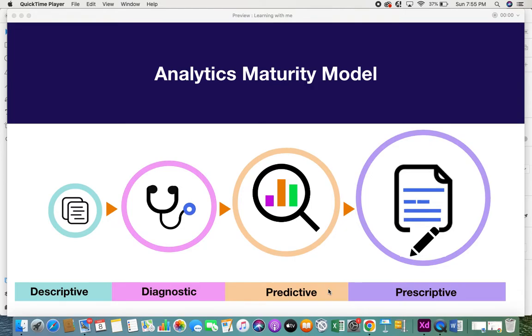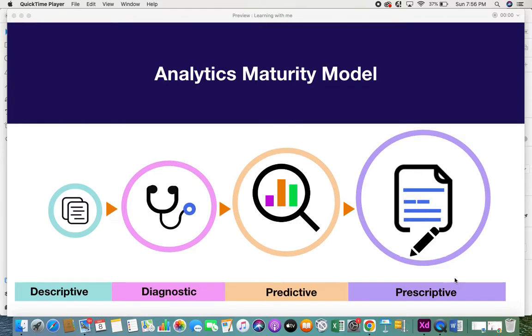Now this was a very interesting topic that I came across, so I thought I could share it with you. There are basically four maturity models. The first one is the descriptive analytics model, the second one is diagnostic, then you have the predictive analytics model, and the last one is the prescriptive analytics model.